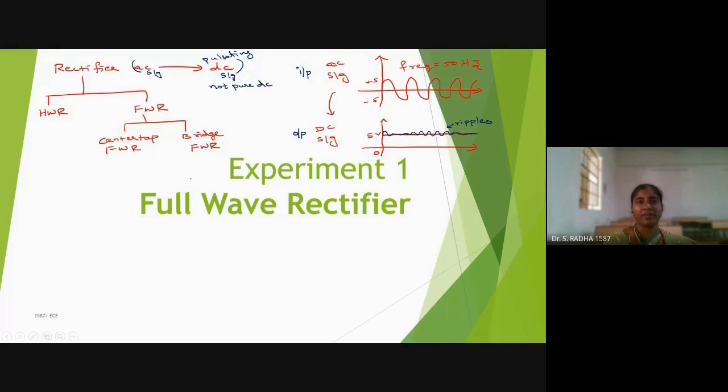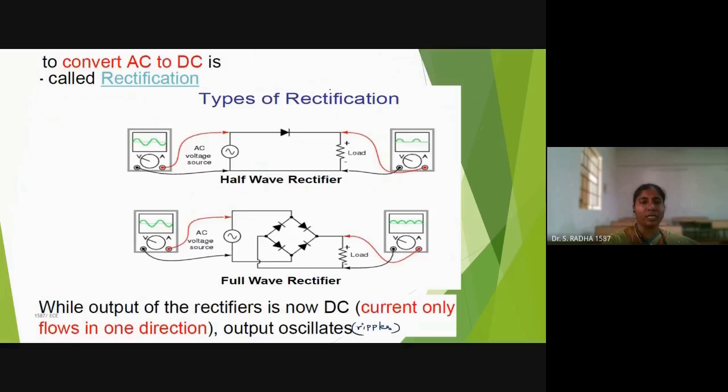So what will the rectifier do? It will convert AC signal to DC signal. That DC signal is a pulsating DC signal, but not a pure DC signal. Okay, that is the meaning over here.